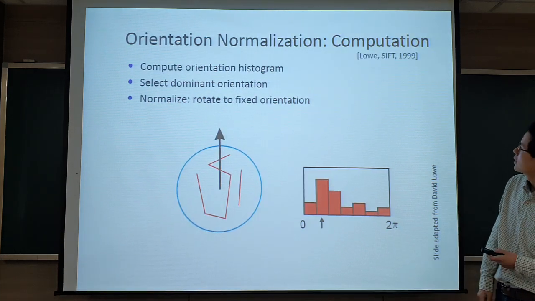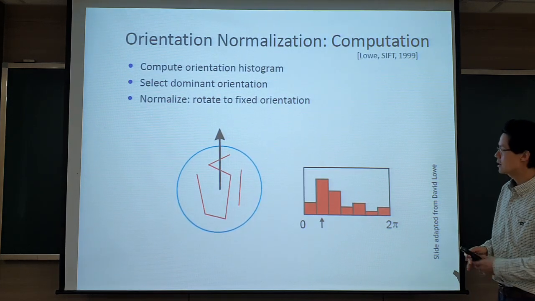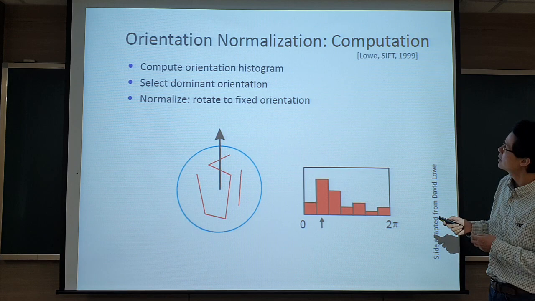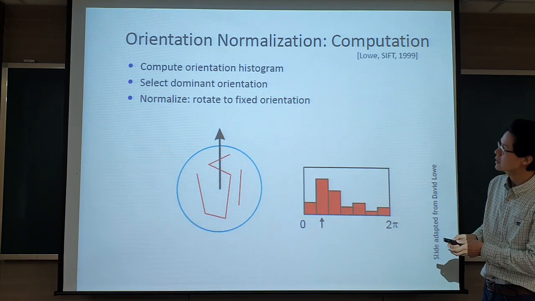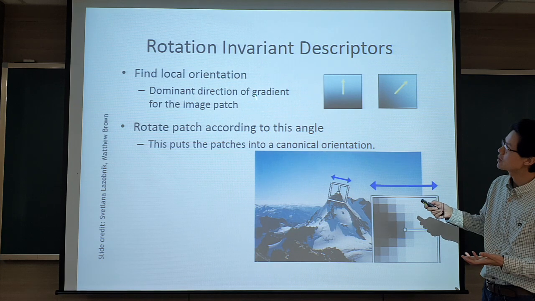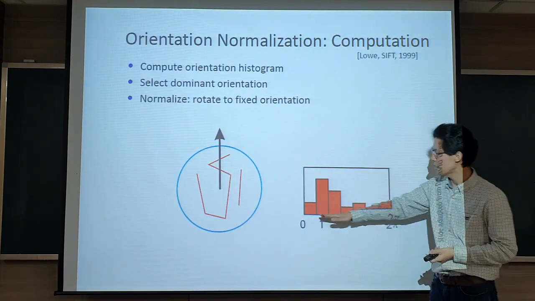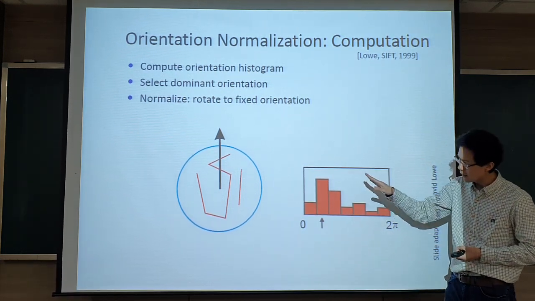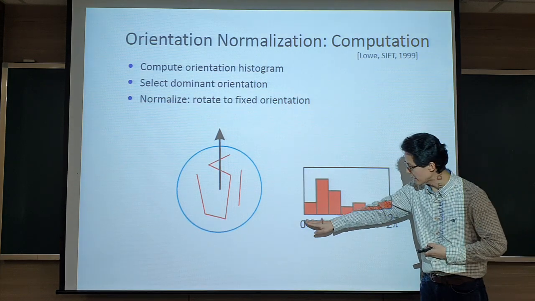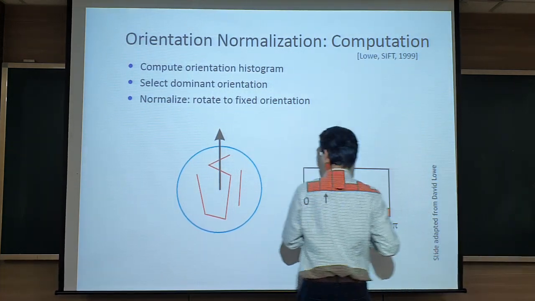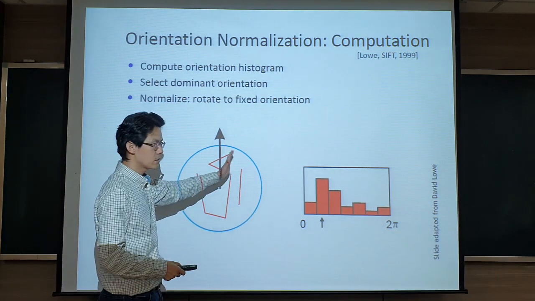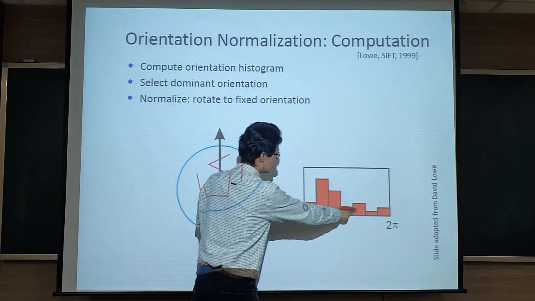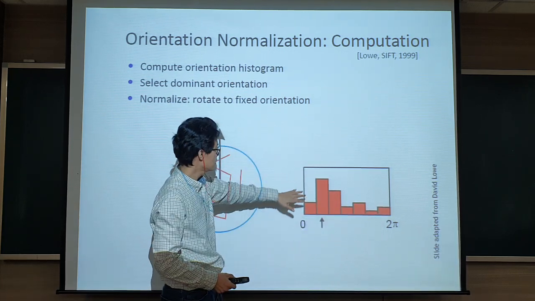And then, how can you compute the actual dominant direction? This shows the histogram of the angle of your gradient. When you go over the pixels within the image, you compute the gradient, and then you count how many gradients you are getting at each angle. This turns out to be the dominant one.